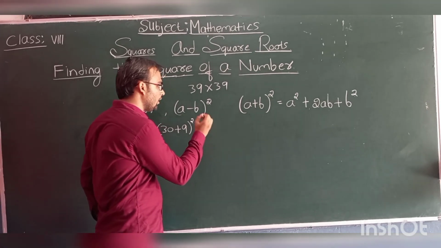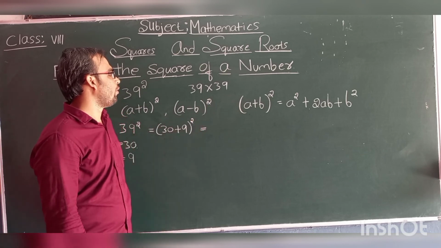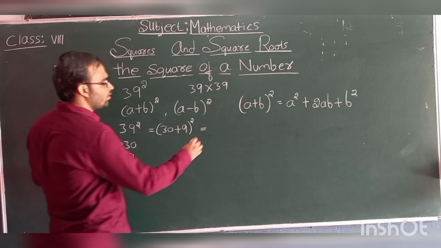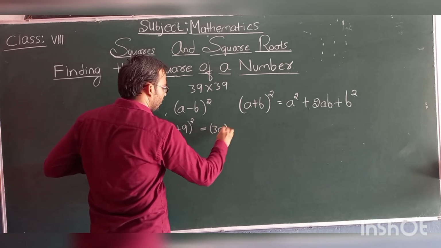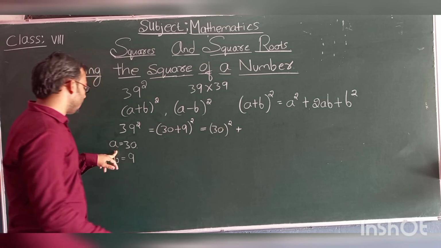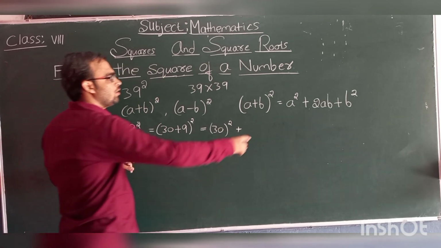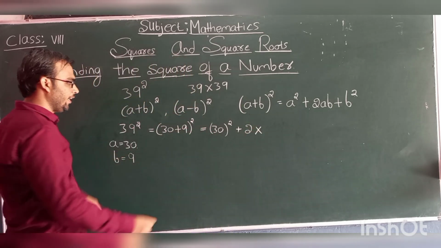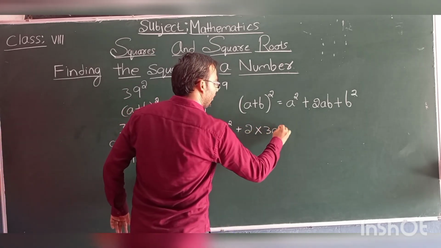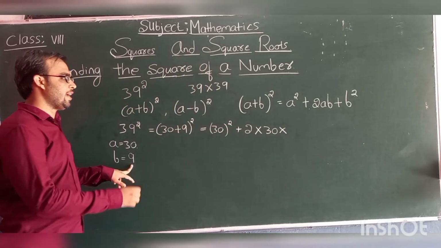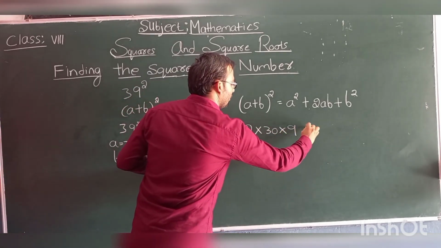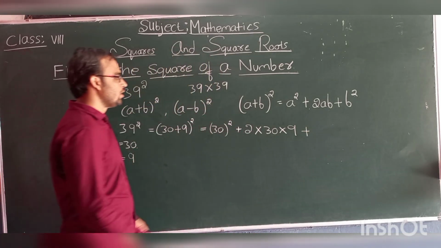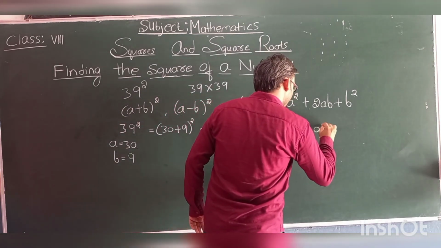Now according to the formula, first a square. What is a here? 30, no? So a square means 30 square, plus 2ab, that is 2 into 30 into 9, plus b square. Look at the formula, b square is what? As b is 9, b square is 9 square.